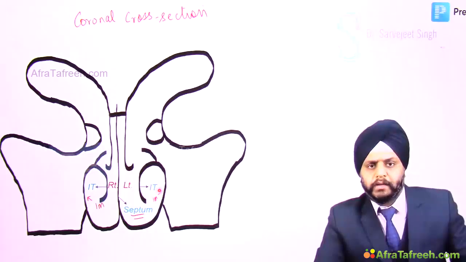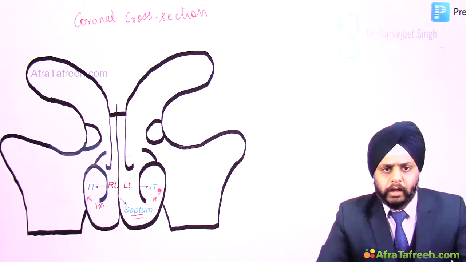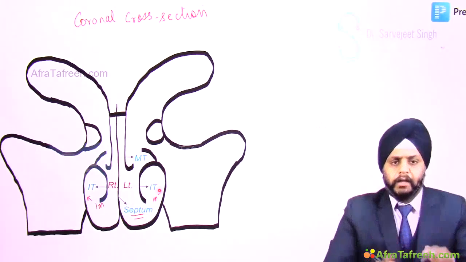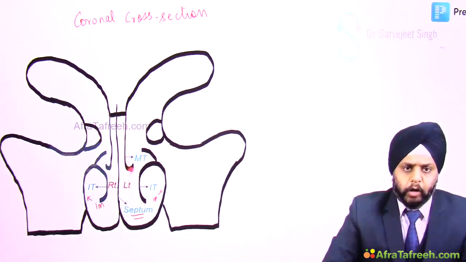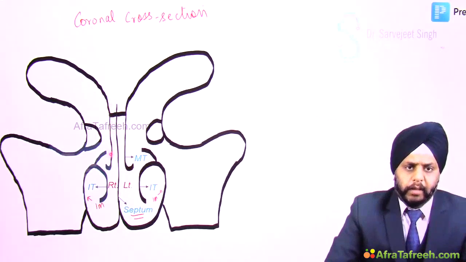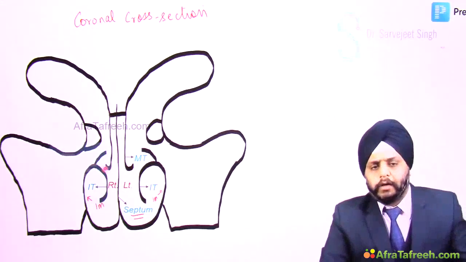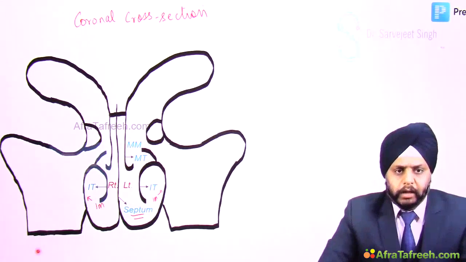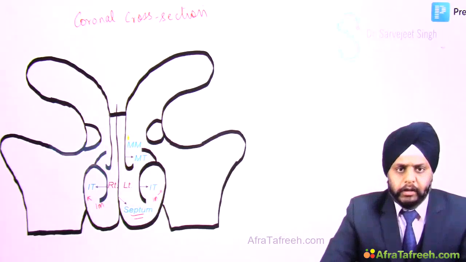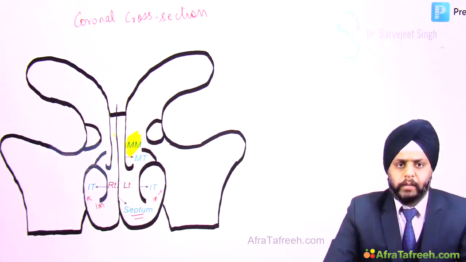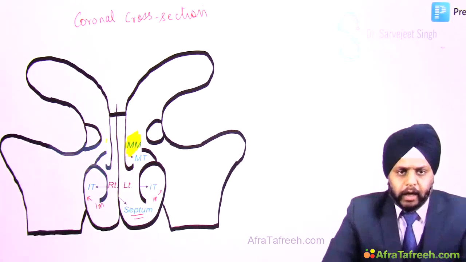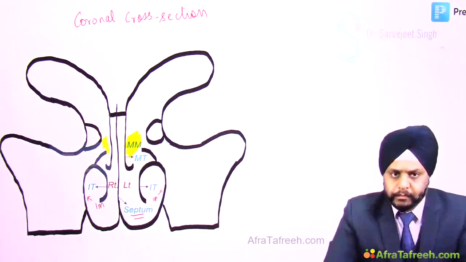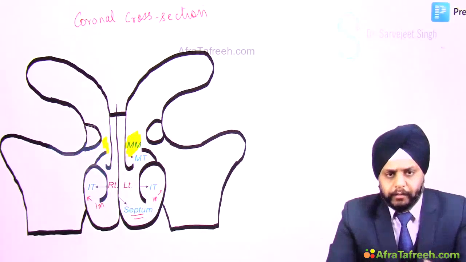Let's see what else we have. We can see the middle turbinate, so you can identify it. This is the middle turbinate of the left nasal cavity, and this is the middle turbinate of the right nasal cavity. If that's the middle turbinate, you can see the middle meatus also. This place which I am shading is the middle meatus on the left side, and this over here will be the middle meatus on the right side.